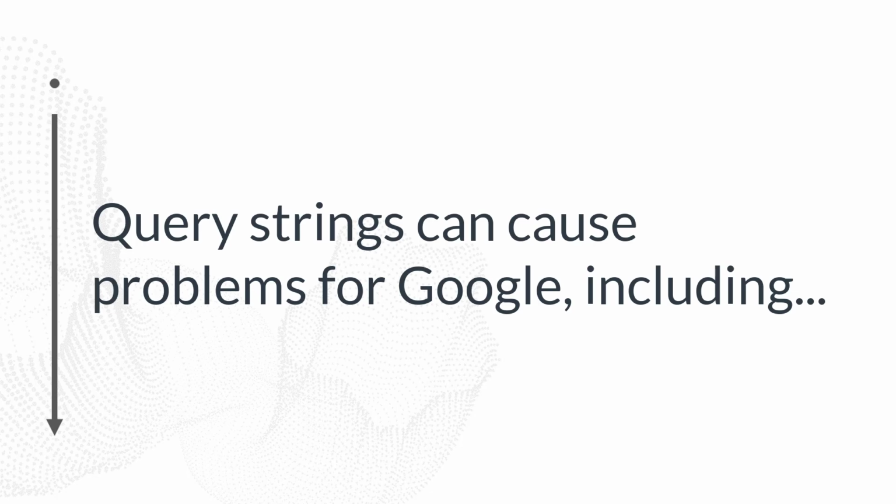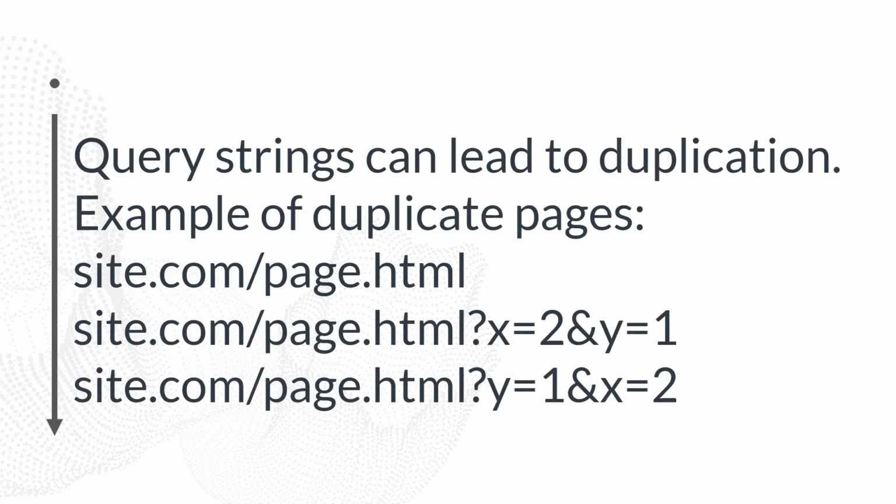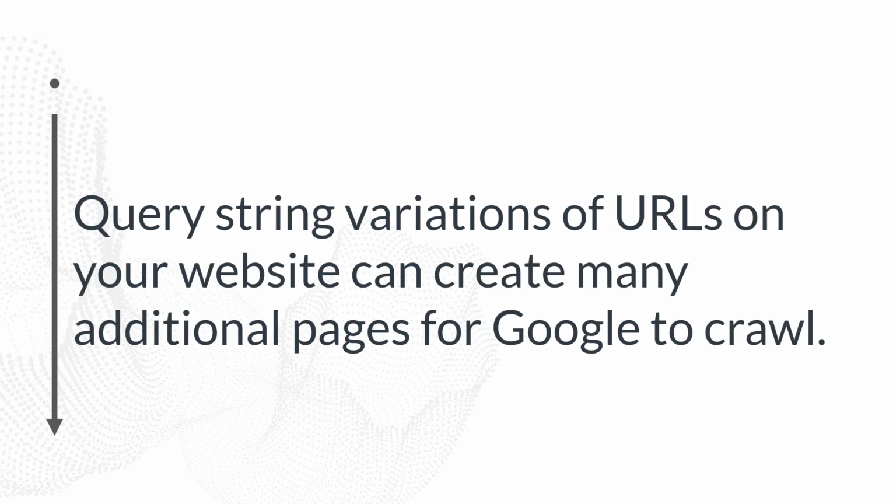However, when you use parameters contained in query strings, this can cause problems for Googlebot. For example, it could lead to duplication. You can view the same page or effectively the same page at multiple URLs, one with the query string and one without the query string. It can also create problems when Google tries to crawl your website because they now have that many more pages to crawl with all the different query string variations that your website might present.